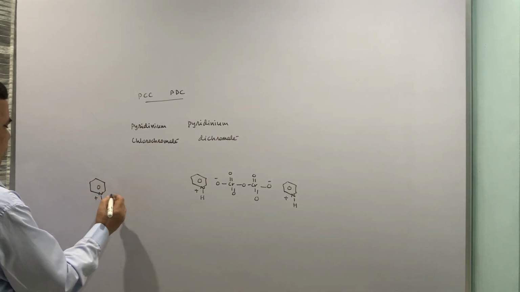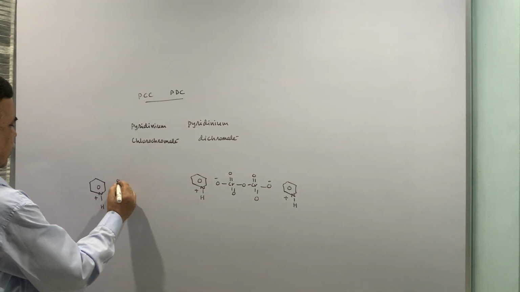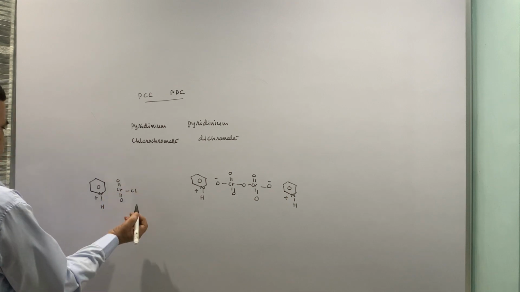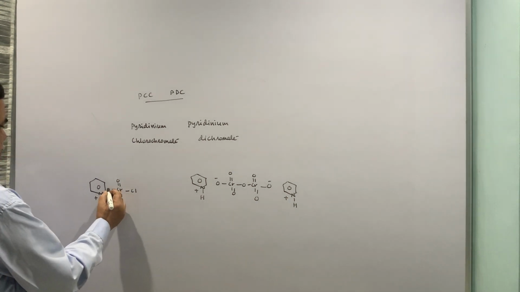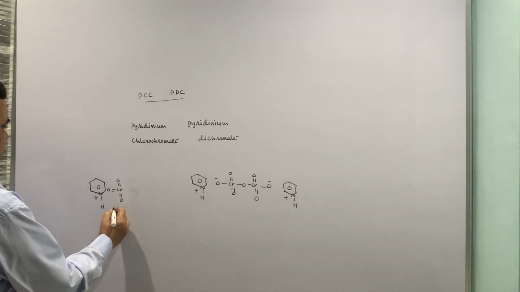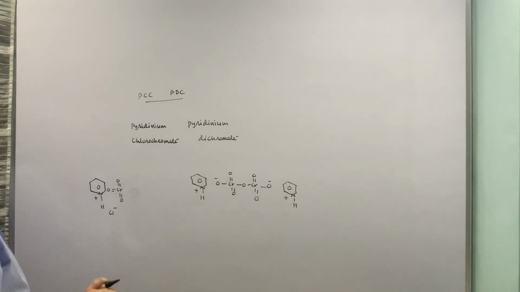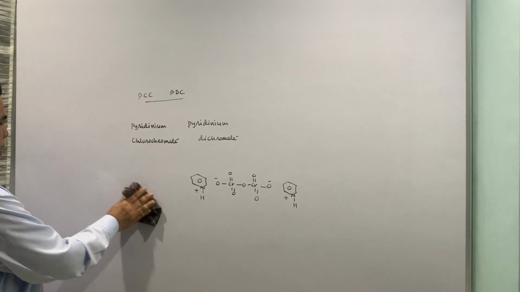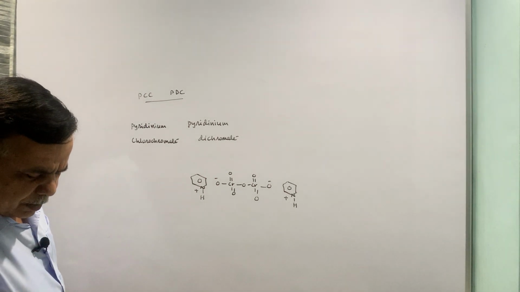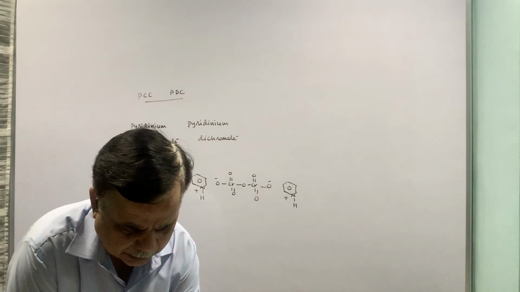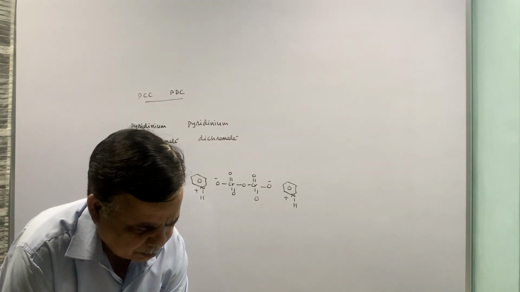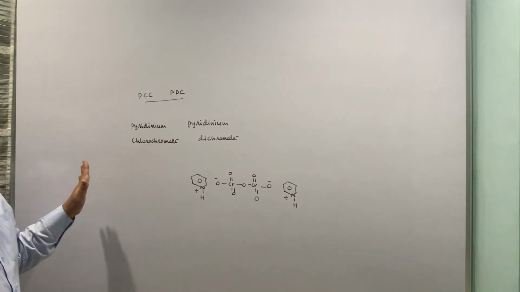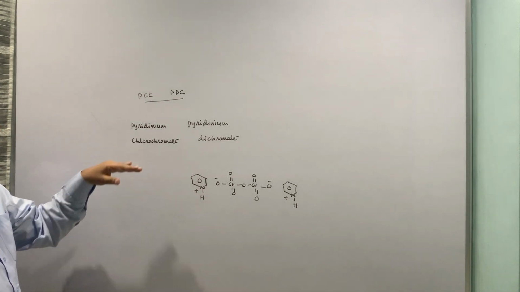This is pyridinium chlorochromate. We will see the mechanism later. Now this pyridinium chlorochromate has very good applications in synthetic chemistry, because this reagent will oxidize the primary alcohol to aldehyde specifically, and no further oxidation.